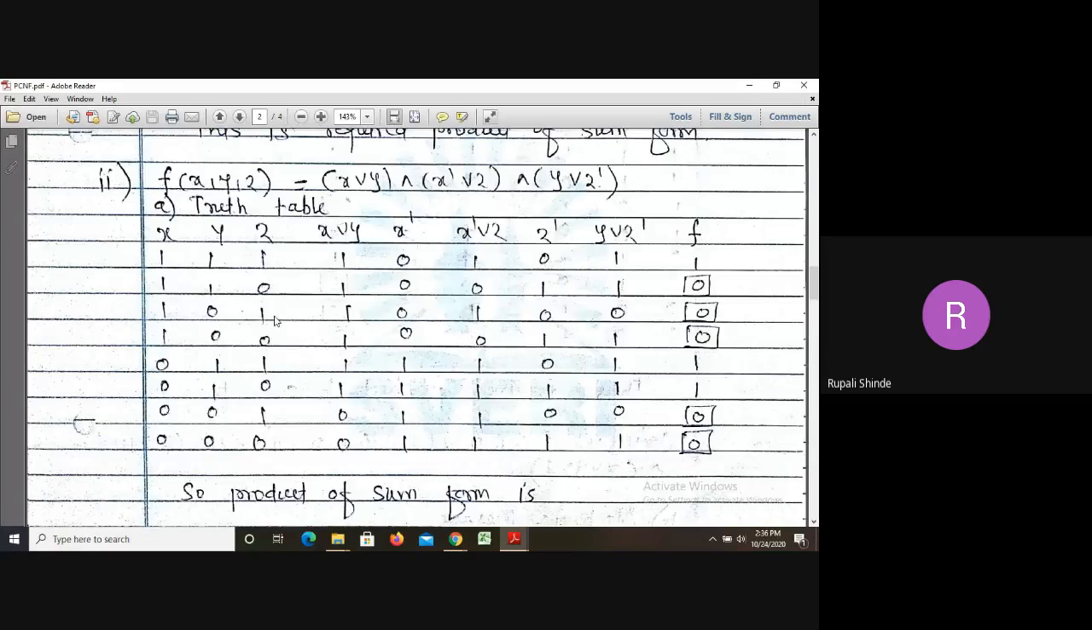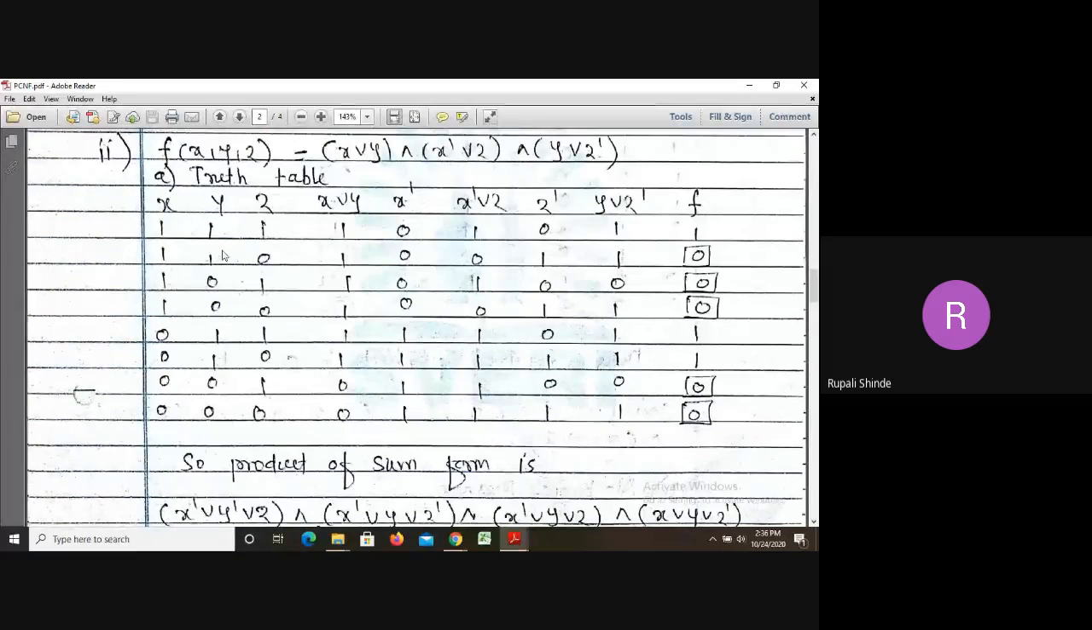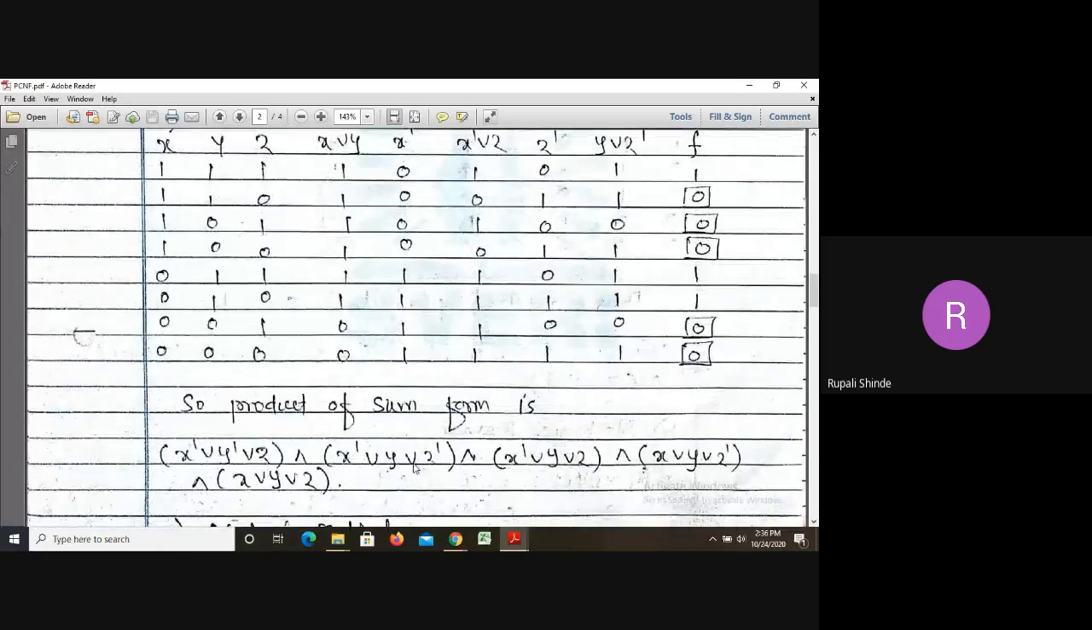In short, again, if 1 is there, we have to take its complement, and if 0 is there, then we have to write the original variable. So for this sequence, its max term is x complement or y complement or z. Now for this second 0 the sequence is 1, 0, 1. So again, x complement or y or z complement.